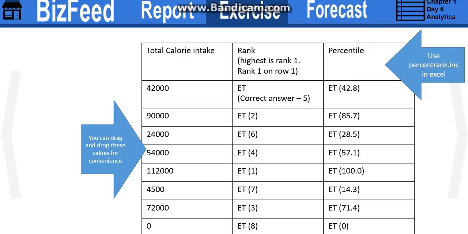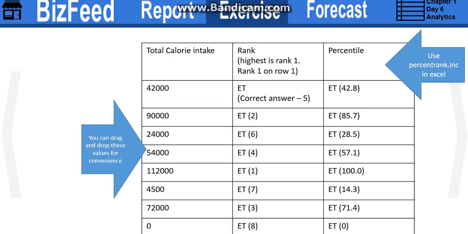So all of these are the calorie intakes. This total calorie intake was basically calculated by taking the midpoint of the calorie range and multiplying it by the number of customers. These can be dragged and dropped so that students can, if they want, arrange this in ascending order. And then they've been asked to rank the highest calorie intake, and then they've been asked to find the percentile.